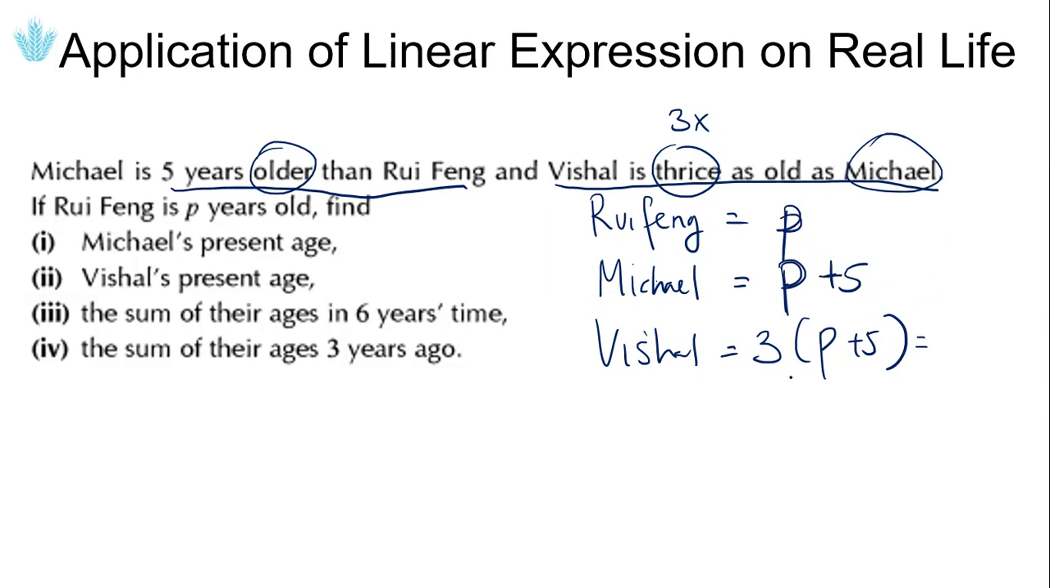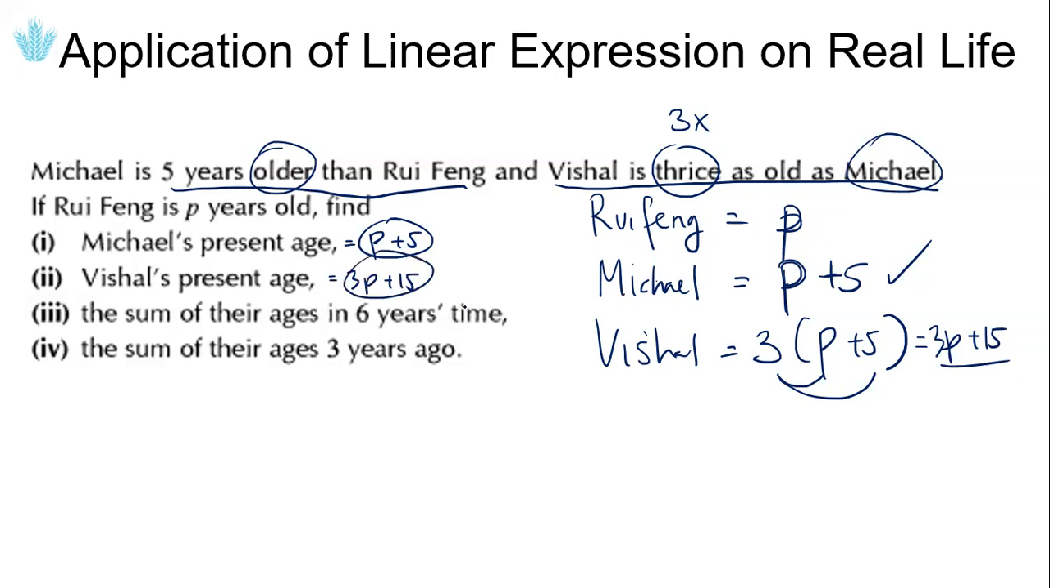Visual is 3P plus 15, right? 3 times P is 3P, plus 3 times 5 is 15. That's it. So Michael's present age, oh, it's already there. Directly P plus 5, right? Visual's present age, 3P plus 15.